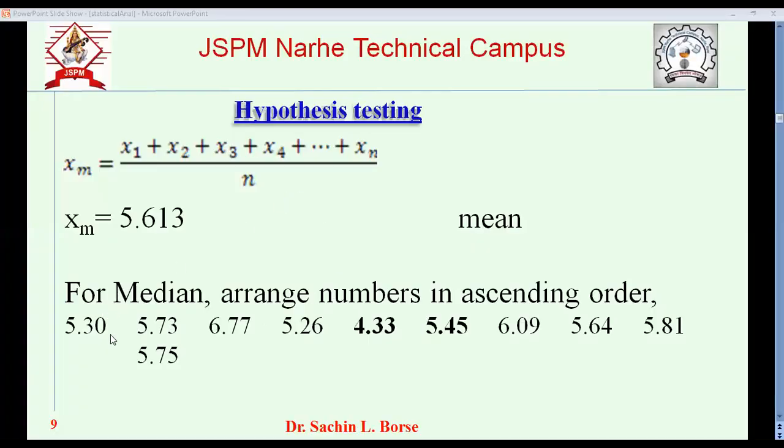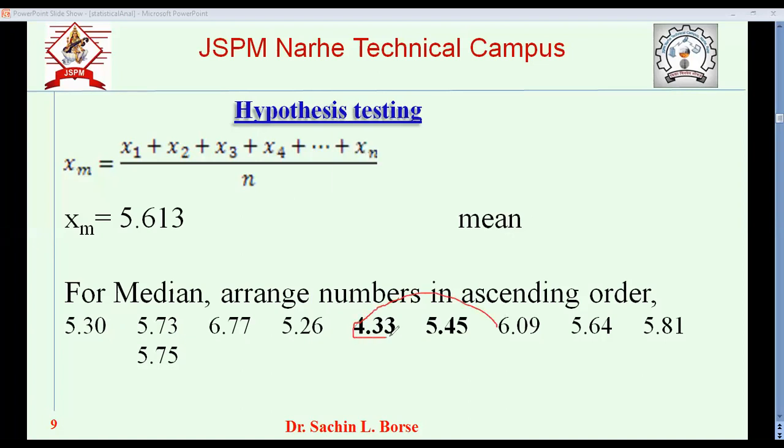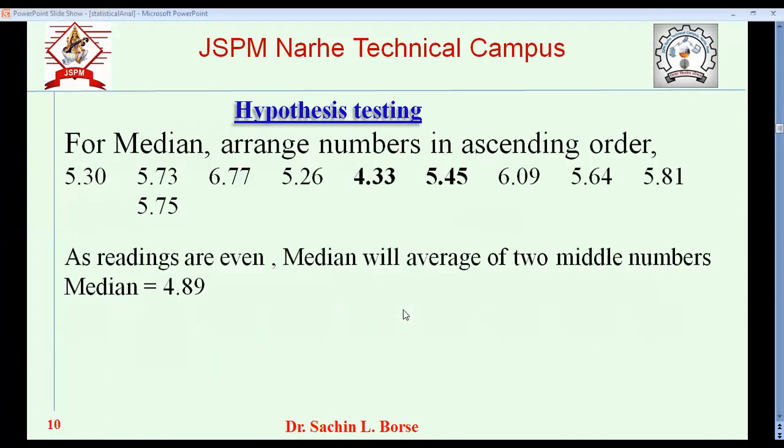So I'll come back. Now, please understand here, I have not arranged here. I arranged, but maybe I have not copied properly. So it is showing the wrong numbers. What I have to do first, I have to make arrangement and then pick the two middle numbers and then take the average. That is our median. So I have arranged here in the ascending order.